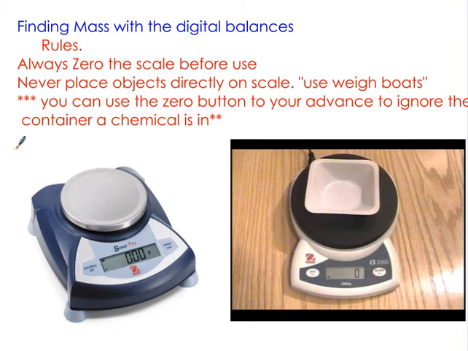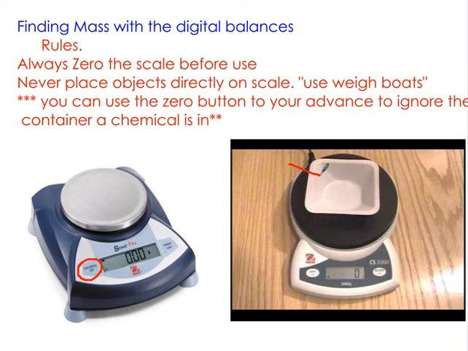Okay? So the next tool is the digital balance. This is actually the exact digital balance that we have in lab that you're going to be using throughout the year. So the rules here: always zero the scale before use. So this is the 0 button. You're always going to want your scale to read 0 before you use it, otherwise you're going to get an inaccurate mass measurement.